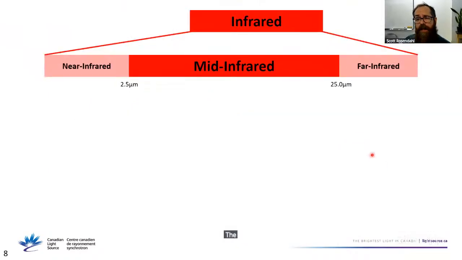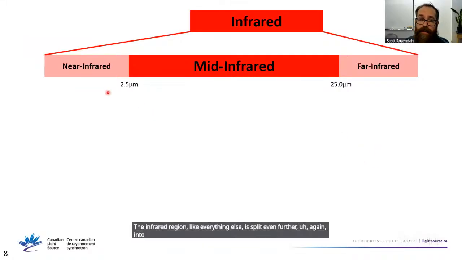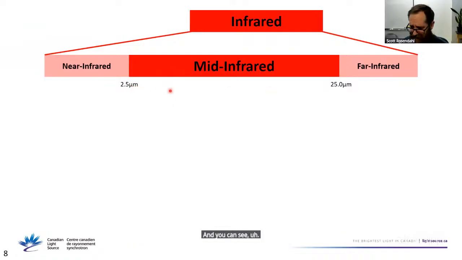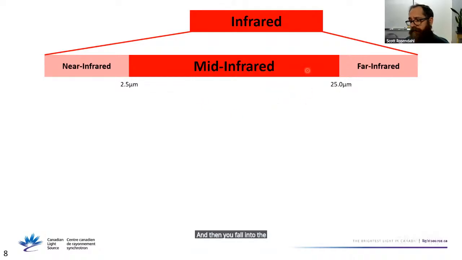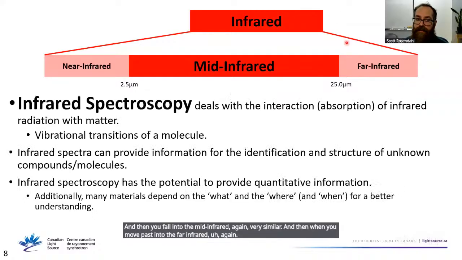The infrared region, like everything else, is split even further into historical areas known as the near infrared, mid infrared, and far infrared. You can see these splits are primarily driven by technologies as well as physical phenomena. Near infrared is primarily in the region where certain detectors reach certain areas, as well as certain windows. And then you fall into the mid infrared, again very similar. And when you move past into the far infrared, again much is there as well.